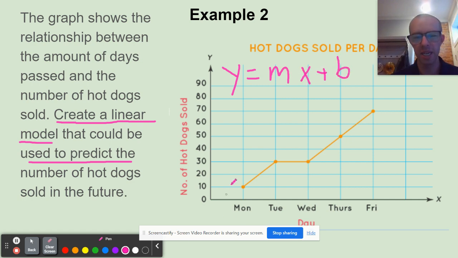The beginning here is a little confusing. I'm going to call it 10. We're going to call this the beginning right here because we don't have data over here. So we're going to say the beginning is 10. Begin with 10 hot dogs sold. And now we're going to plug in somewhere.